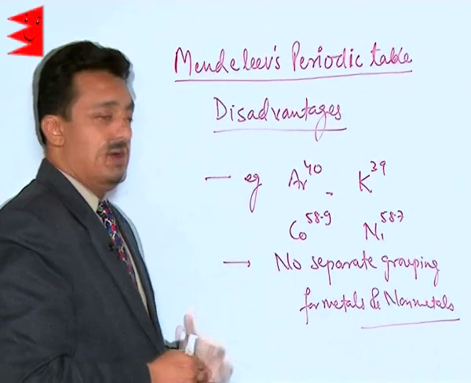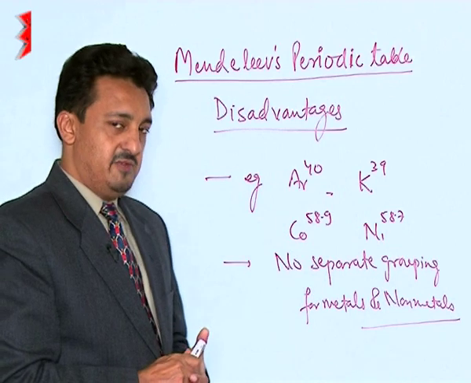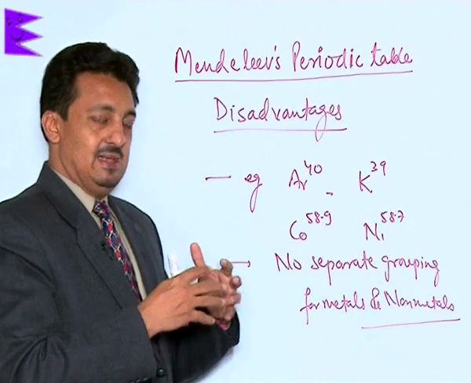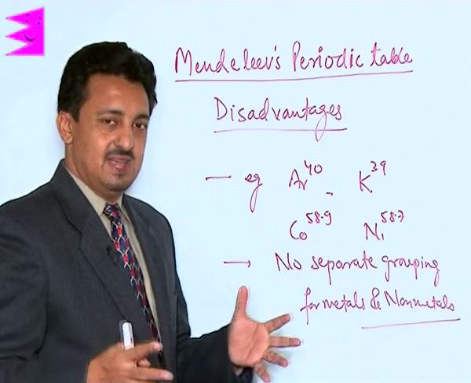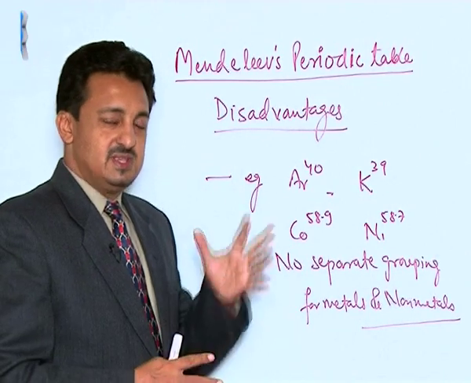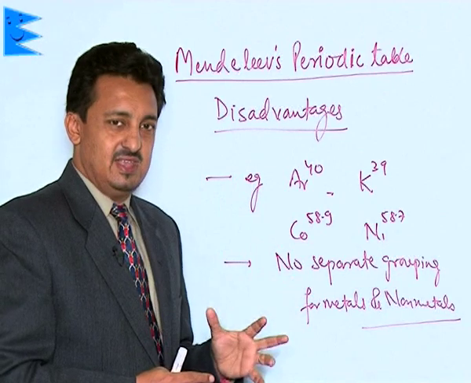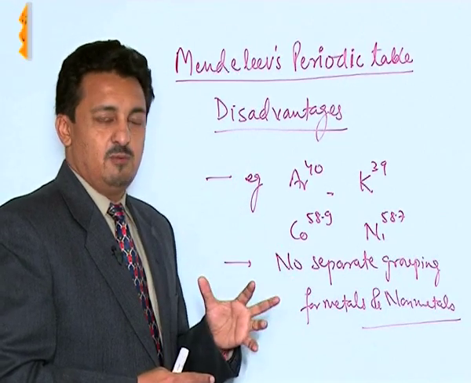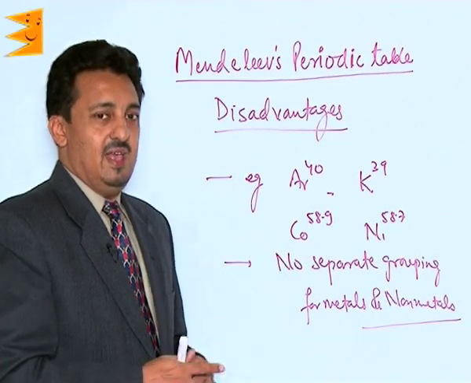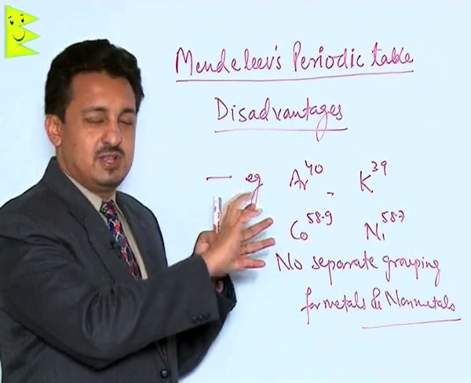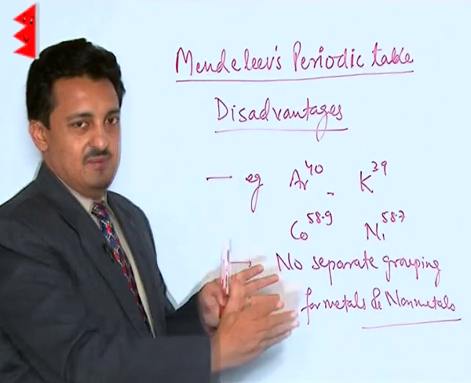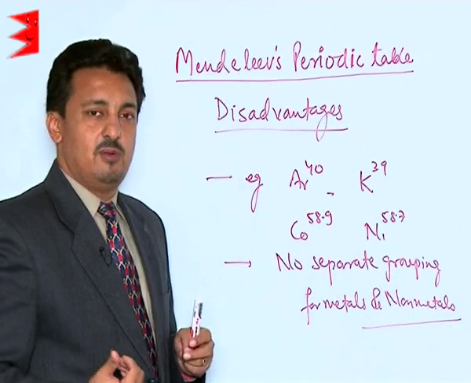So these are a few disadvantages on the basis of which we didn't follow Mendeleev's periodic table to a larger extent. But of course, since it was the first systematic study, we always give importance to Mendeleev's periodic table, and he was the first one who gave us some sort of a shape to the periodic classification in the form of a table, which was later changed to the long form of the periodic table.